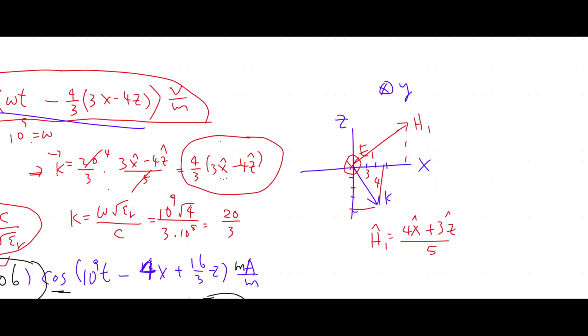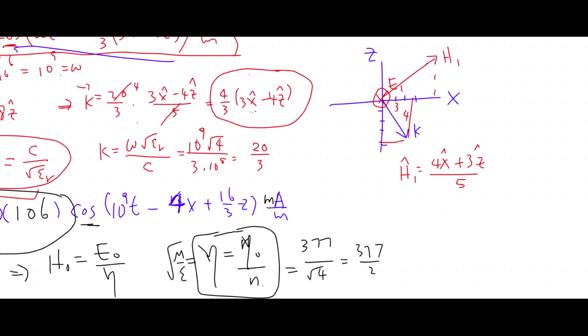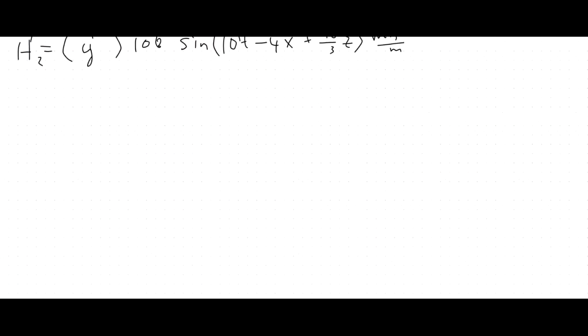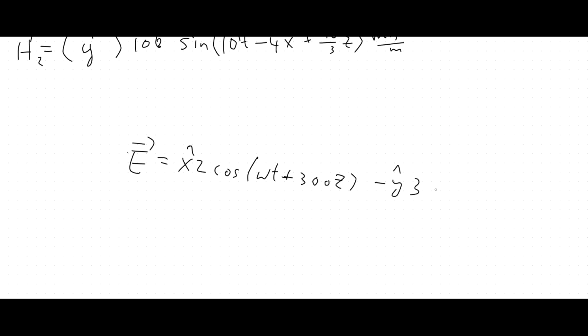So most of the time the polarization will be given to you, but I could also give you a problem where I give you the whole expressions, like one of your homework. So for example, let's do this really quick for 1 minute. Let's say I give you an electric field, which is x̂ 2 cosine(ωt + 300z) minus ŷ 3 sine(ωt + 300z).